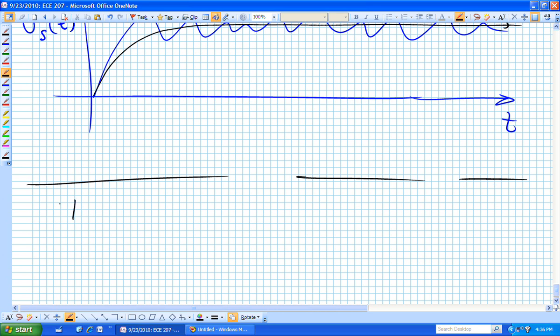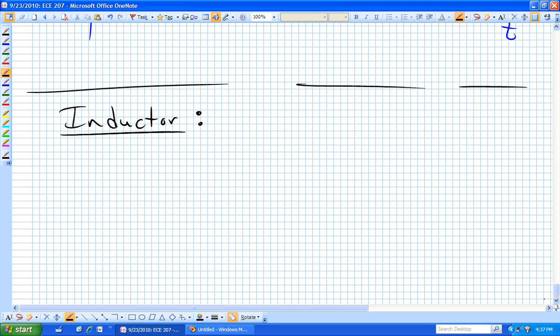Let's look at the same thing, or a similar thing, for an inductor. What do we know about an inductor in terms of its current-voltage relationship? It's ELI, isn't it? So ELI is our friend, but we probably won't be sticking him on our forehead, will we? Here's V sub L of t.